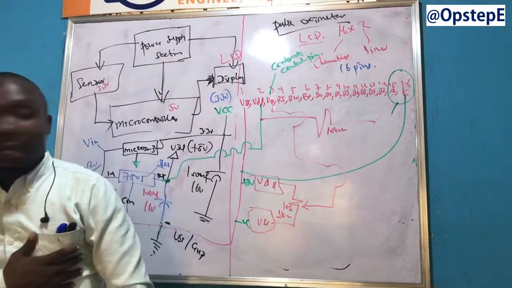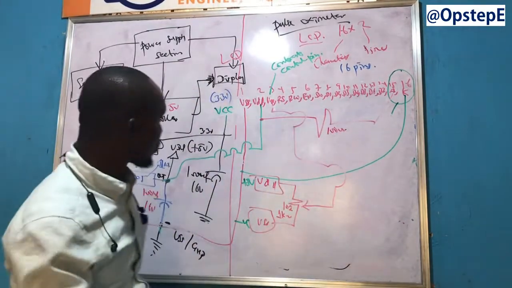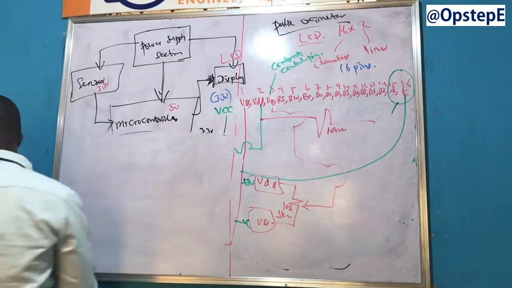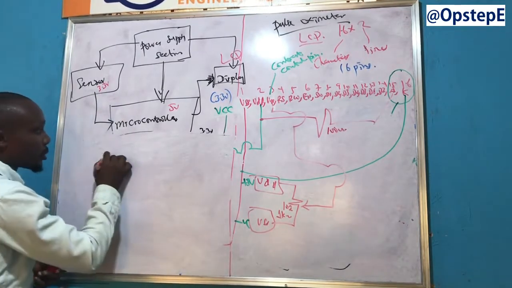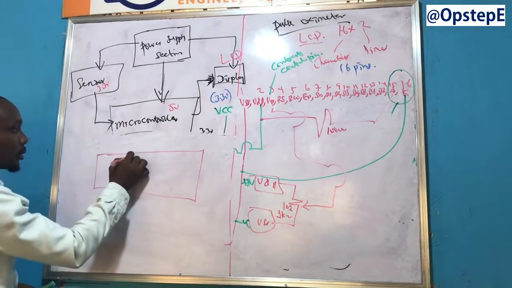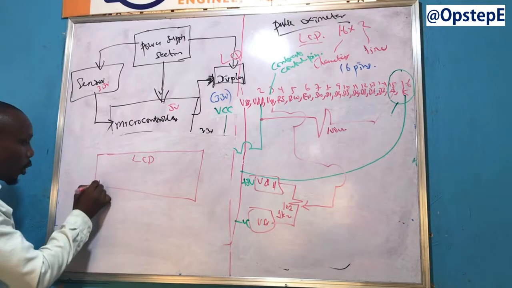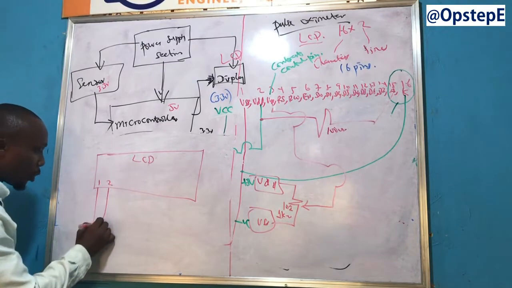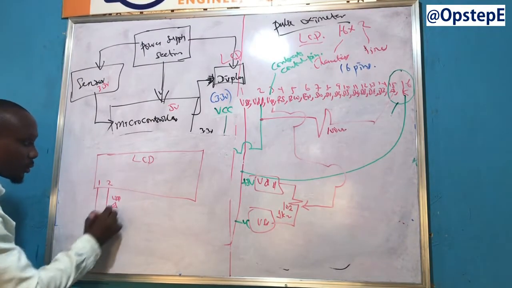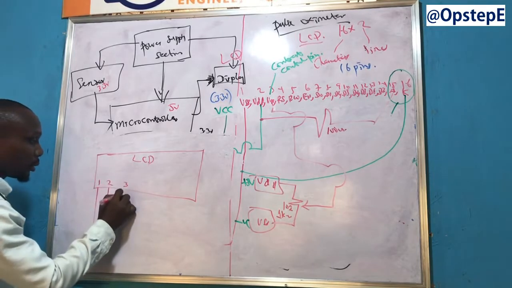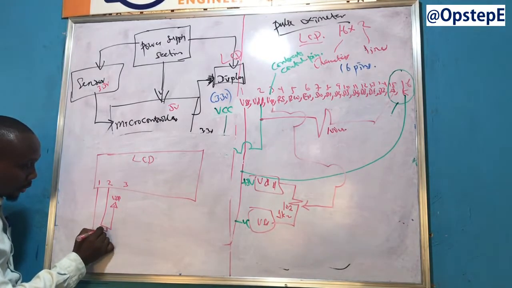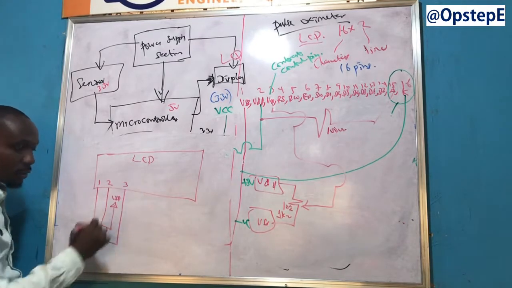So if I were to draw that on the LCD, please look up. Assume this is the LCD. My pin 1 will have gone to my VSS. My pin 2 will have gone to my VDD. My pin 3 would have come, look at it, across the VDD and VSS, and the control would have come to my pin 3.